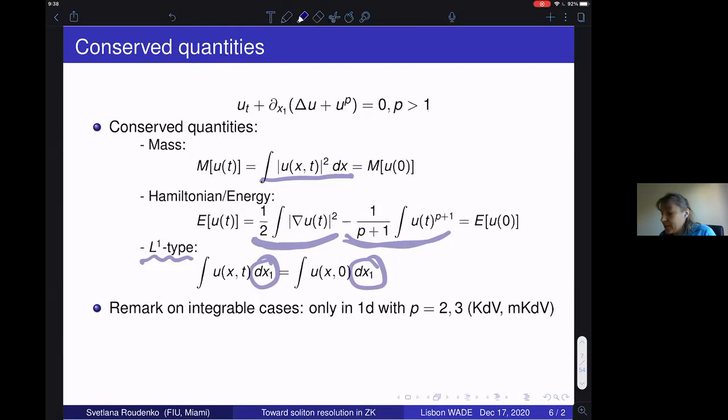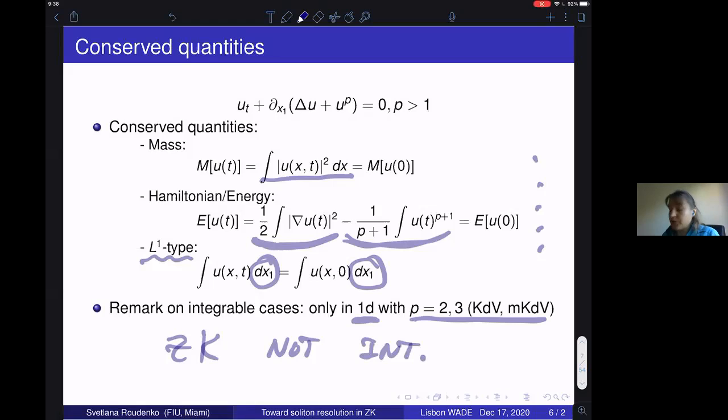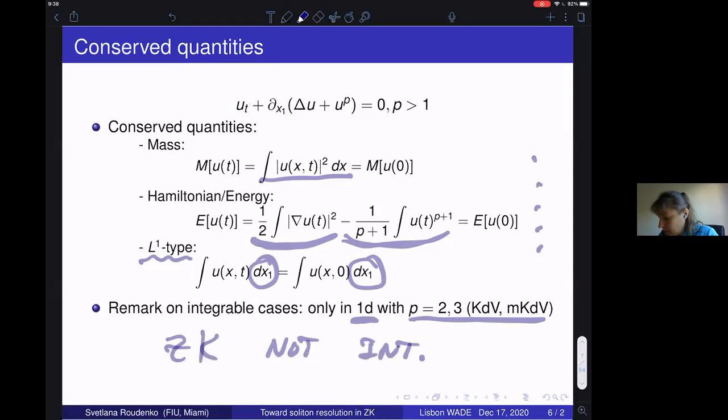If this were KdV in 1D, of course, this would be an integrable system, and we would have infinitely more conserved quantities. However, ZK is not integrable. We will see this, for example, in the interaction of the solitons, or just how the solitons travel. In particular, I'll show you in 2D and 3D pictures.